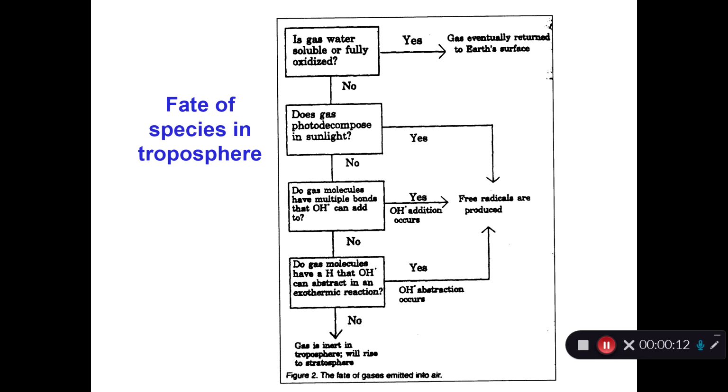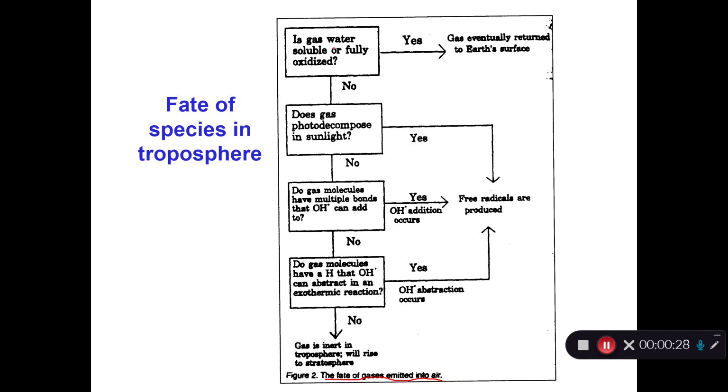We're going to finish up this lecture about photolysis by looking at these two flowcharts that help you decide. It's like a decision tree to help you figure out what's going to happen to your chemical if it does get released into the troposphere. The first of these is the fate of gases emitted to air.